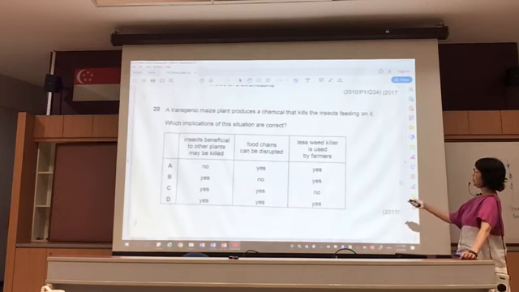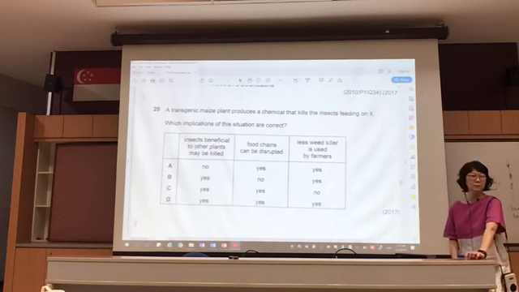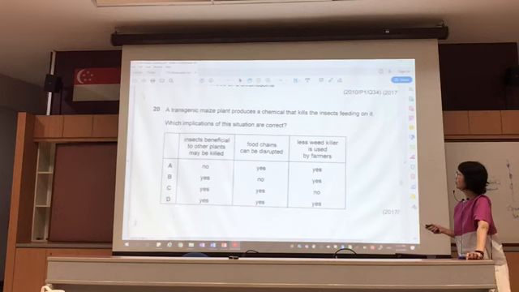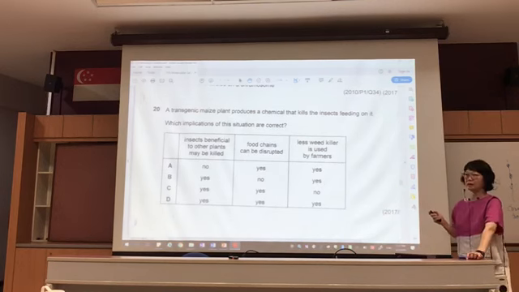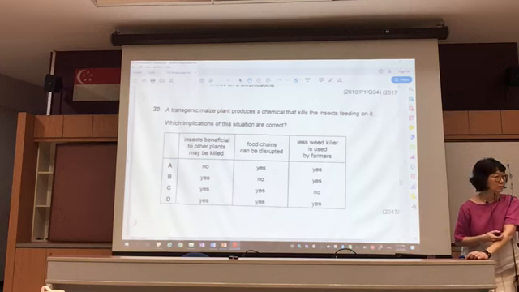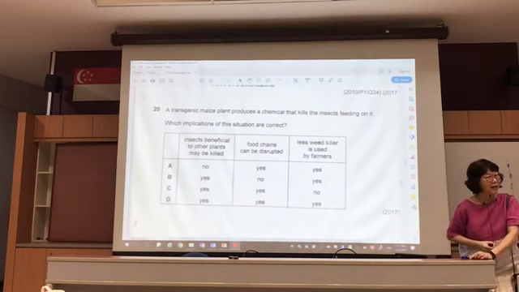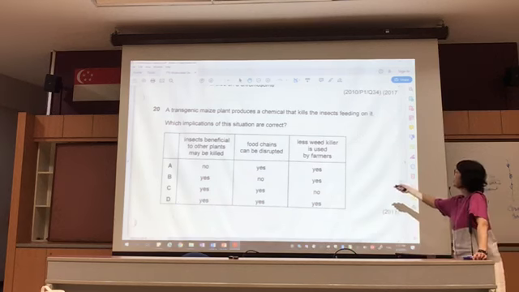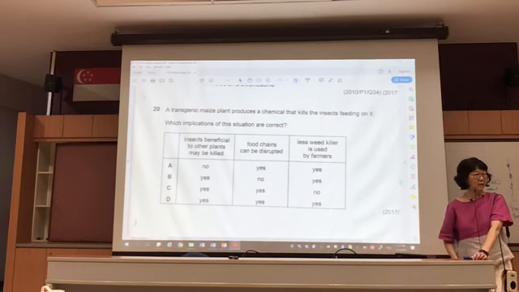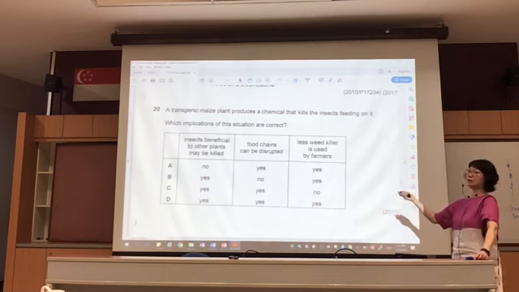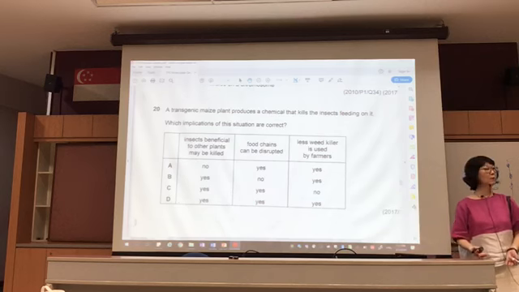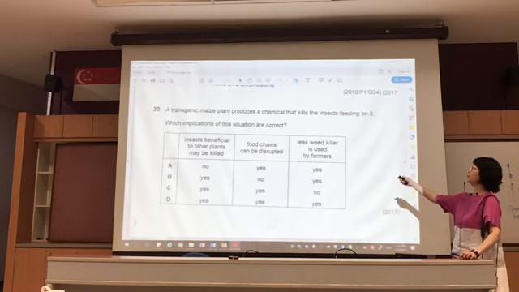Less weed killer is used by farmers. Yes or no? This chemical kills insects, not weeds. If you say less insecticide is used, yes. Less weed killer, not necessarily, right? Because the insecticide doesn't kill weeds, so you may still have to use the same amount of weed killer. So read carefully.